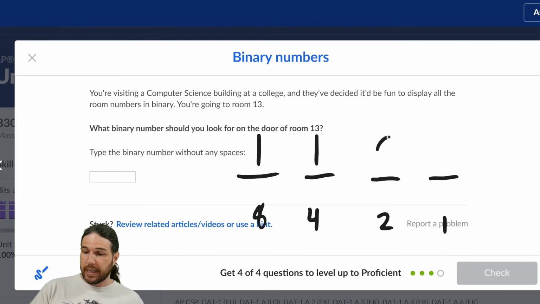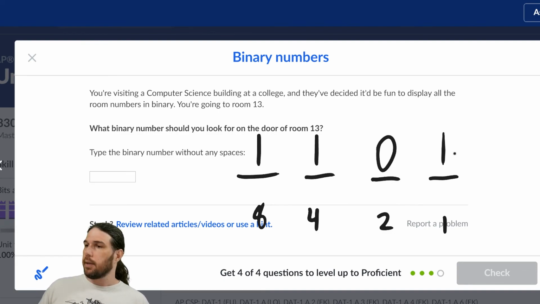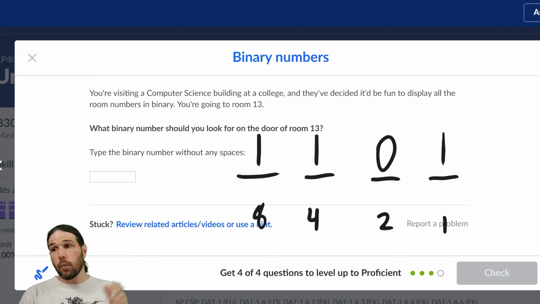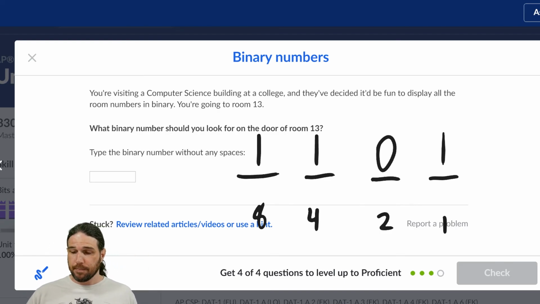2 is too many, so I put a 0 there. I can't put the 2 in. It would make the number too big. And then I put a 1 in the 1's place, and I get 8 and 4 and 1 is 13. Either way, the correct answer is 1101.